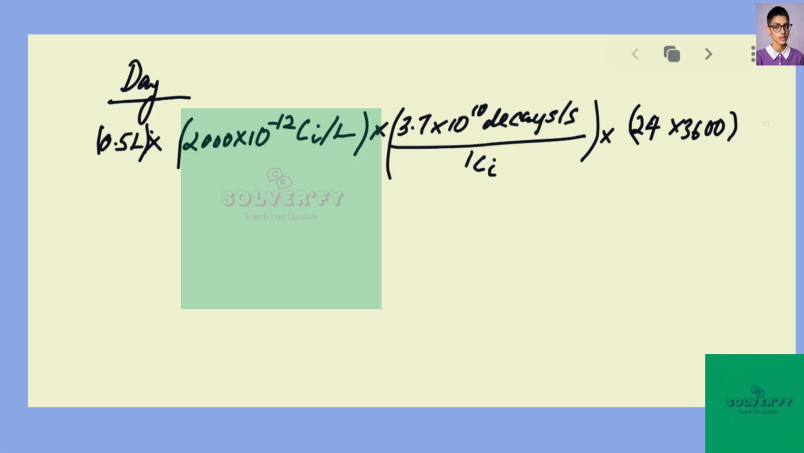But we are given that the milk only stays in the body for 12 hours, so for each day, it should be only 12 hours. Considering only 12 hours a day, this will give us a total of 1598 times 10 to the power 6 decays per day in the person's body due to the milk.